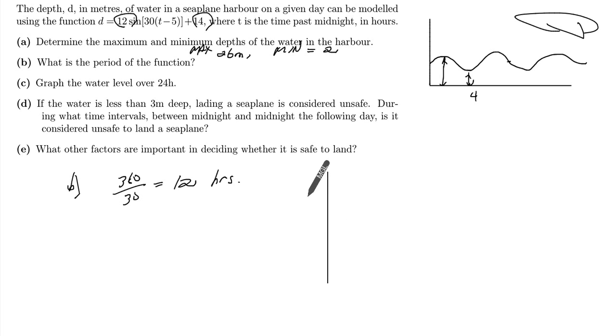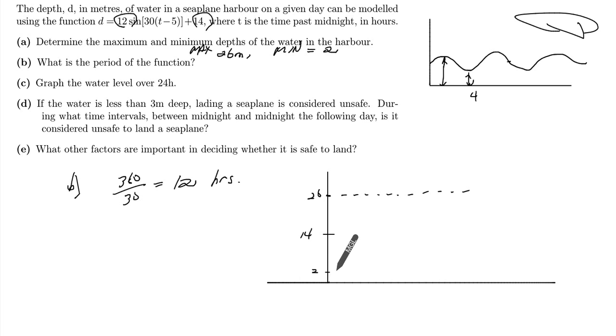So here's the opportunity to draw it properly. So let's say this is 14. Amplitude is 12. That means we're going to go down to 2, and we're going to go up to 14 plus 12, which is 26. This is going to be the maximum. This is going to be the minimum.